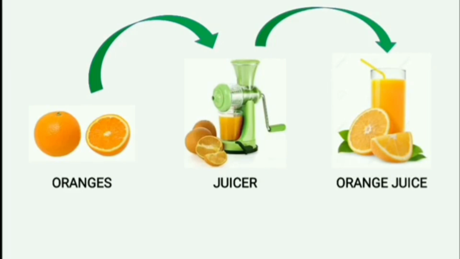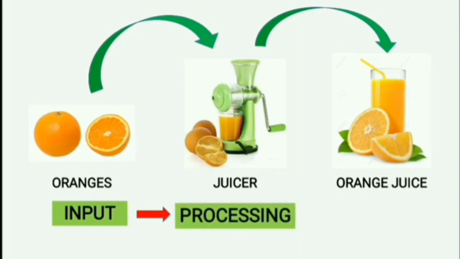So for us to get the orange juice from the oranges, we need the juicer. The juicer processes, then only we get the orange juice. So children, here we have a process. What we do is, we have the input, alright, and then we process the input, and after processing we get the final product, that is the output.